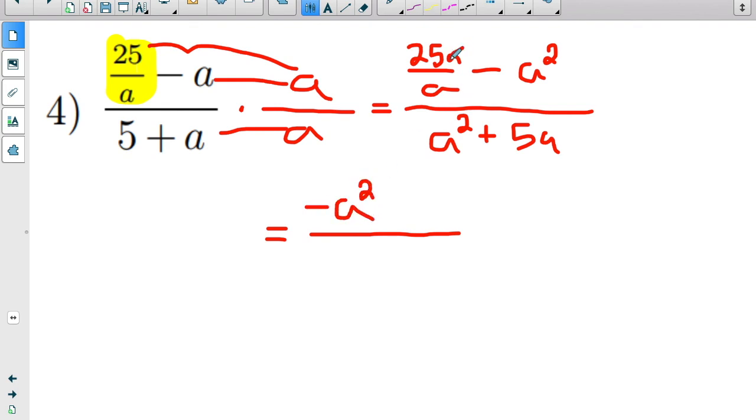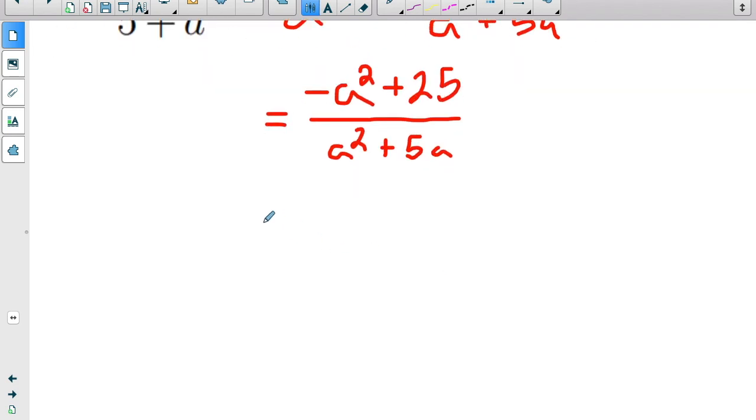Now our a divided by a over here will cancel, which will give us plus 25 over a squared plus 5a. Now at this point here, we need to see, does anything factor out or simplify down on top and bottom? And yes.